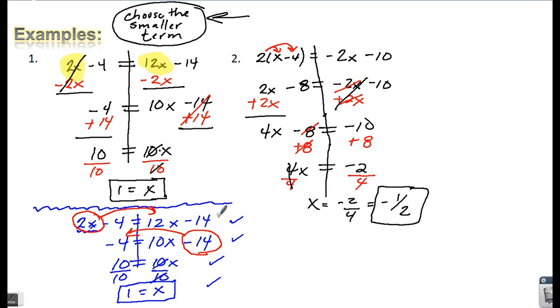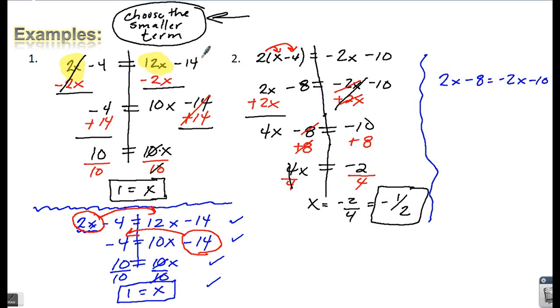Let me show you another example. Let's look at number 2 real quick. So here I'll write it on the side, and we still need to distribute. So we're going to distribute, and we end up with this line right here, which is the 2x minus 8 equals negative 2x minus 10.